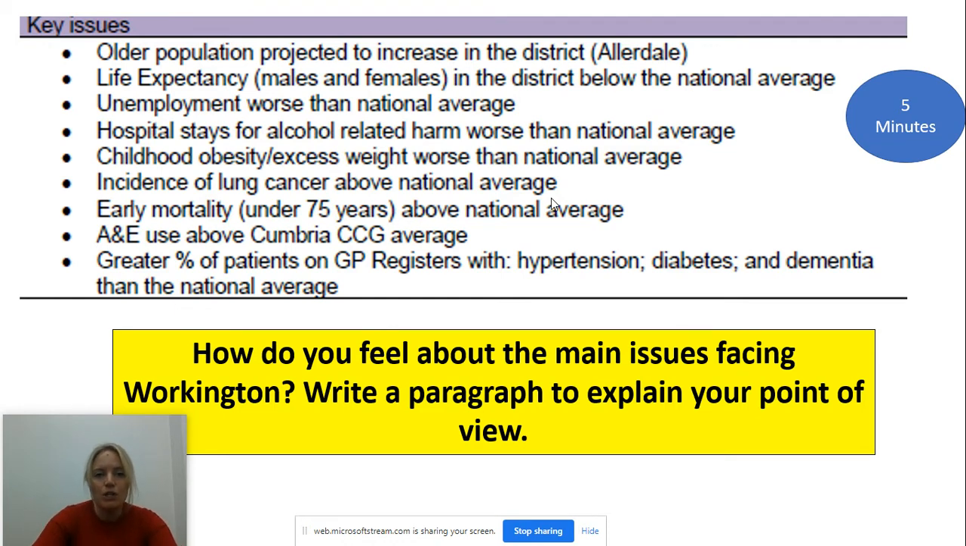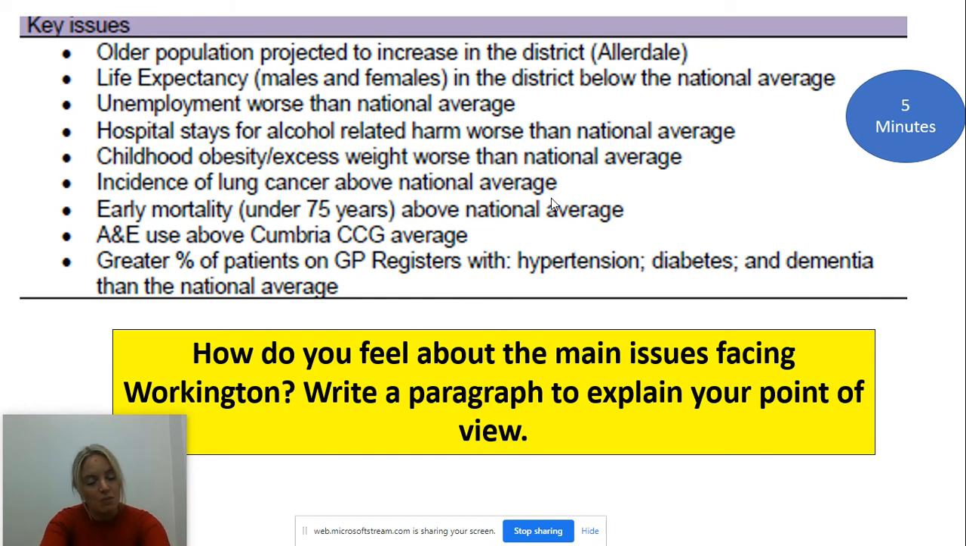Okay, the final thing that I want you to do today then, here are the key issues that are facing Workington. I want you to take some time to read through them, and then I want you to tell me how you feel about this. Do you think these are issues that are easily solved? Do these surprise you? What could we do? Do you think that these will improve? Why do you think that these issues exist? And I'd like you to write a paragraph to explain your point of view.